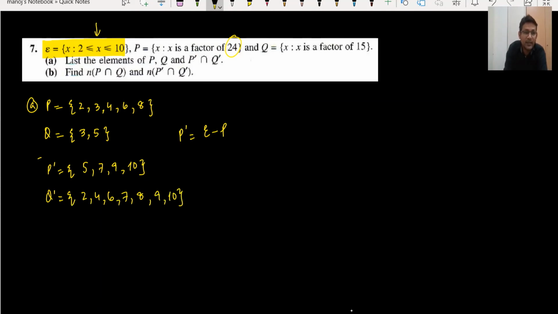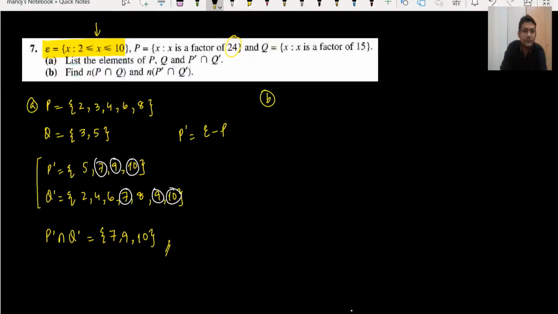Now, what is the intersection between these two? You can see the intersection: 10 is there, 9 is there, 7 is there. And I think it's done. So the right answer is 7, 9, and 10. That's the result of this part.